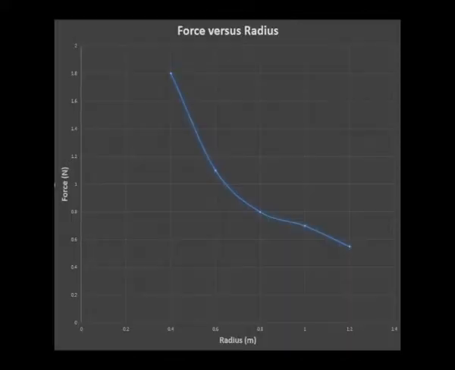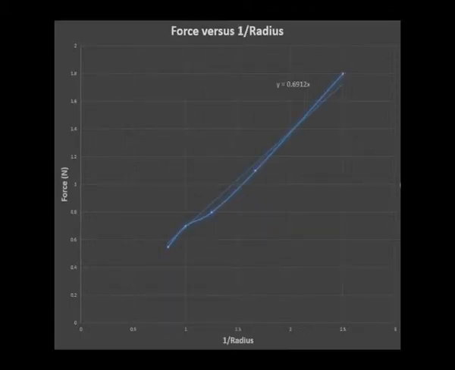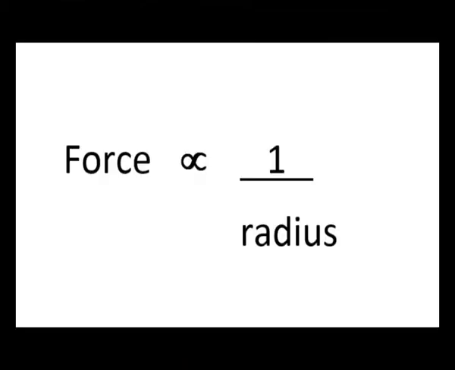versus radius. This graph looks hyperbolic, so if we plot force versus the reciprocal of radius, and this is linear and passes through the origin, then we can say that force is inversely proportional to radius.